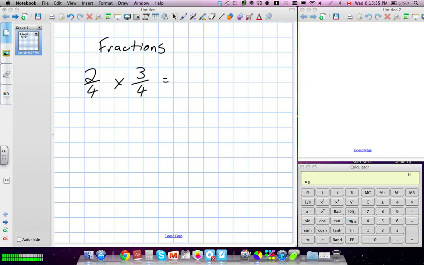Okay, so we're going to go over some fraction rules, okay? This one we're going to go over multiplying fractions to start. Do you remember what we would do from here for multiplying fractions? Do you remember your rules?